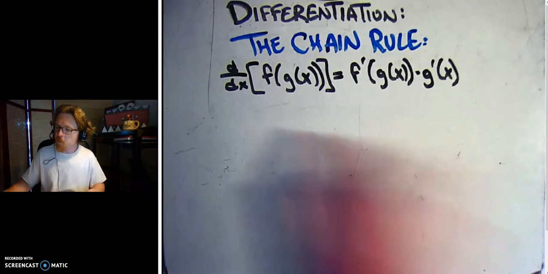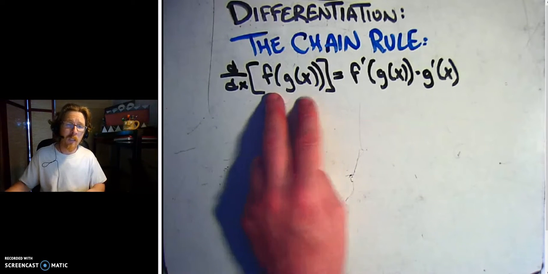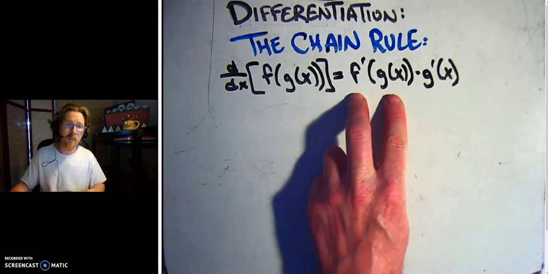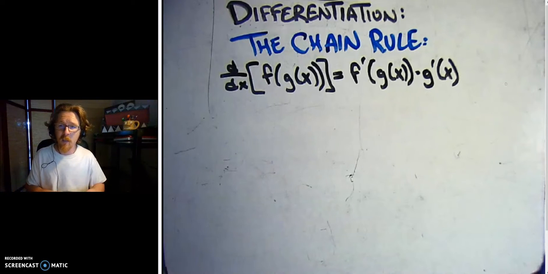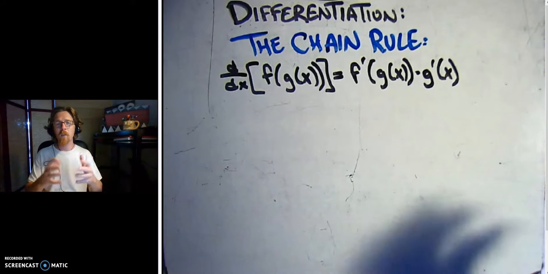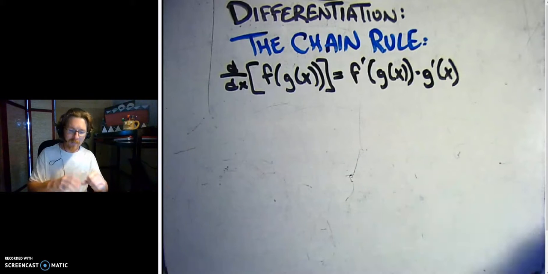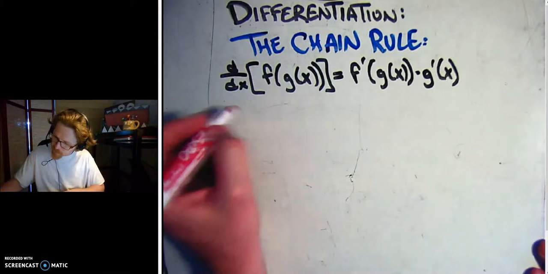Today we're going to look at differentiation, but more specifically the chain rule. The chain rule works when you have a composition of two or more functions and you want to take the derivative of it. How it works is we take the derivative of the outside function with the inside function, and then we multiply it by the derivative of the inside. This is a specific situation where you have a function that's inside of another function. Let me show you an example of what I'm talking about.